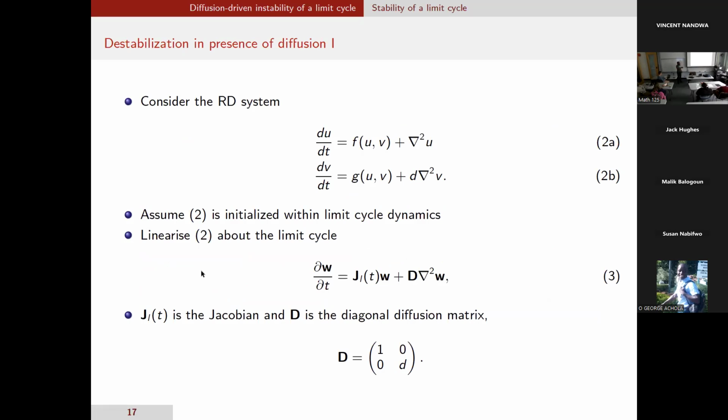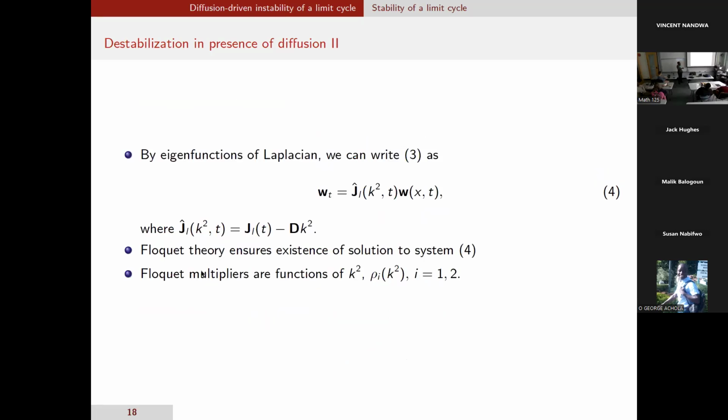And then we get this, where J, T is the same Jacobian matrix we have for the ODE system, and D is now the diffusion matrix, if we non-dimensionalize. So we have 1D, and we can apply separation of variables or eigenfunction expansion and show that this system can be written in terms of this, where k are the wave numbers. If you set k equal to 0, then you just go back to your ODE system.